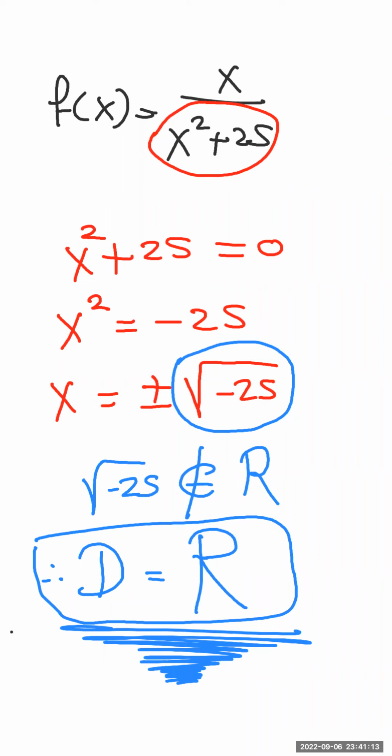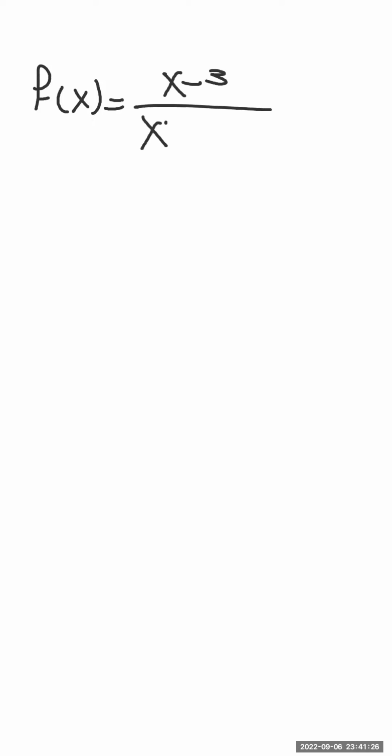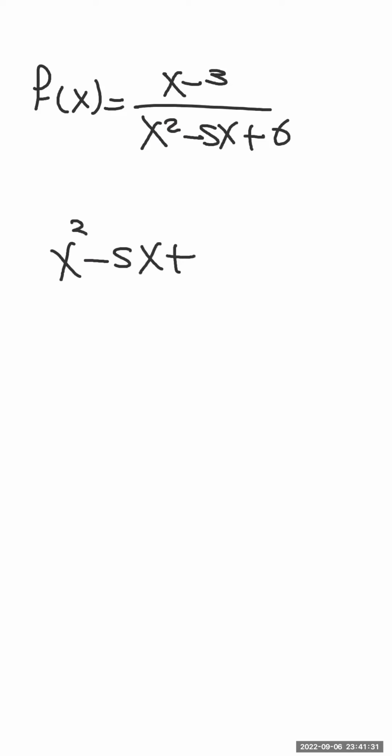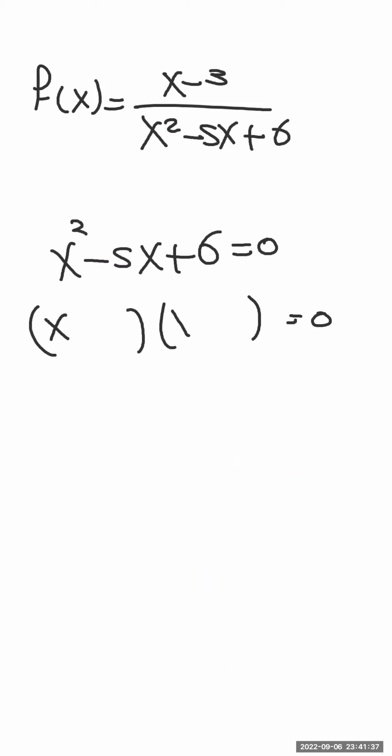Clear? The next question. Okay. Next question, f of x equals x minus 3 over x squared minus 5x plus 6. Denominator: x squared minus 5x plus 6 equals 0. Factorize into 2 brackets equal 0. x and x. Two numbers whose product is 6 and whose sum is 5. So 2 times 3. This is actually true: 2 times 3 is 6, and 2 plus 3 is 5.